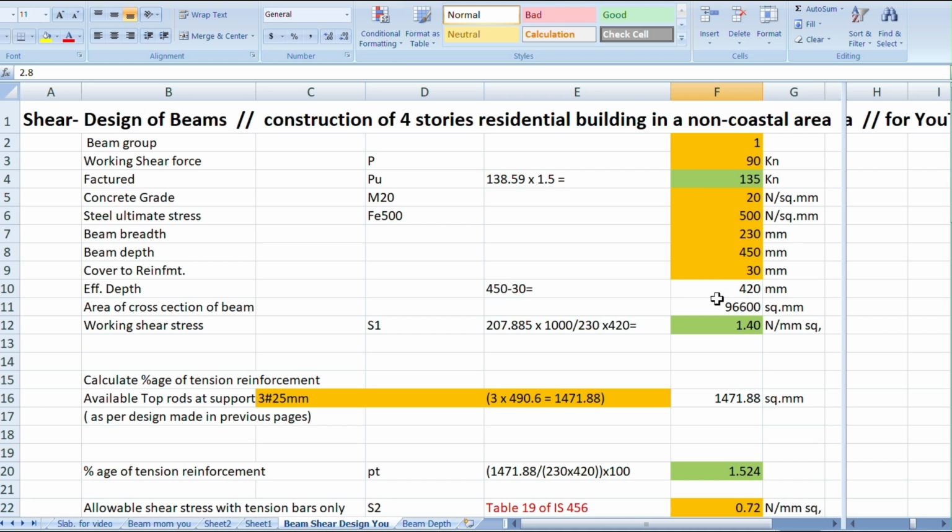Okay, so you might have understood a little better about this design of vertical stirrups for shear.